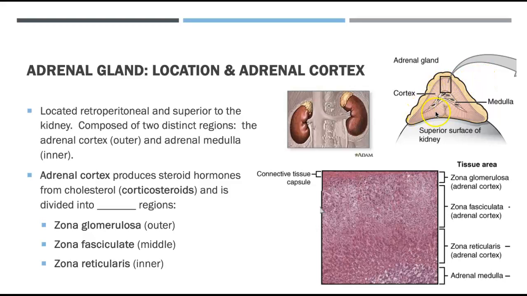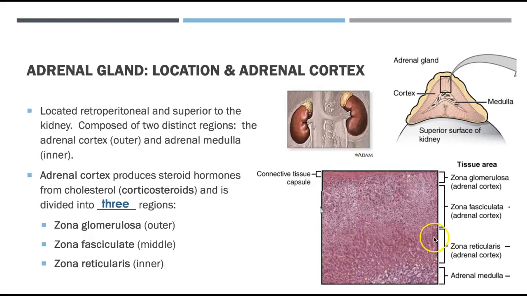So we have an outer or external cortex and an inner adrenal medulla. Our adrenal cortex is going to produce steroid hormones from cholesterol, known as our corticosteroids, and we divide this into three regions. You can see these regions in this histology view below. First, we have our zona glomerulosa, then we have our zona fasciculata, and lastly, our zona reticularis.